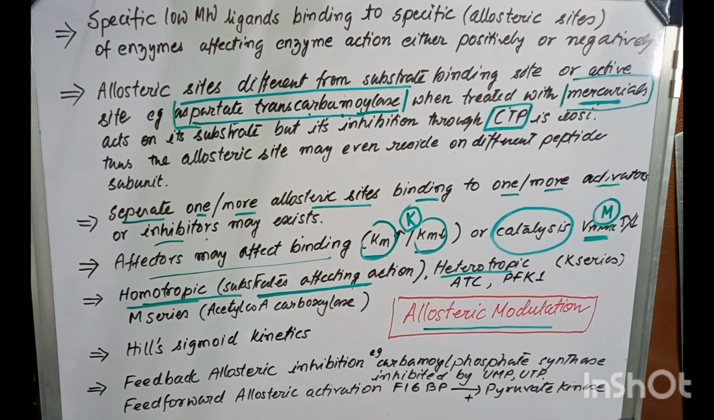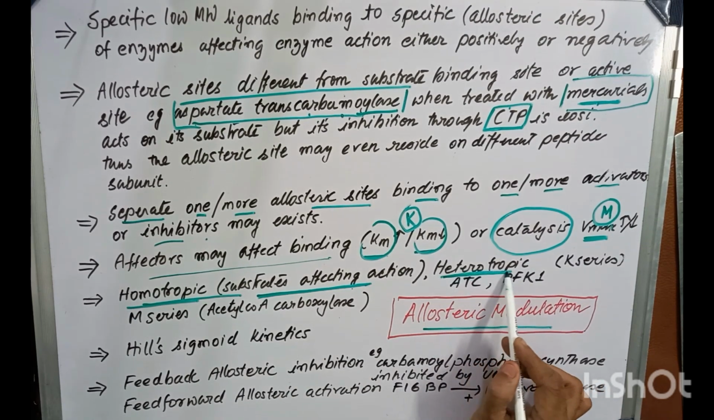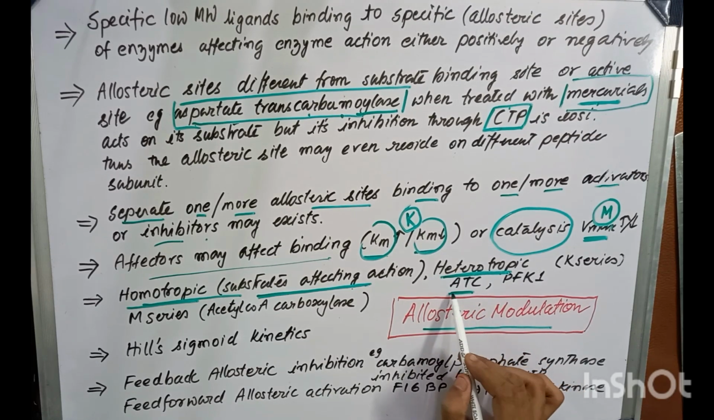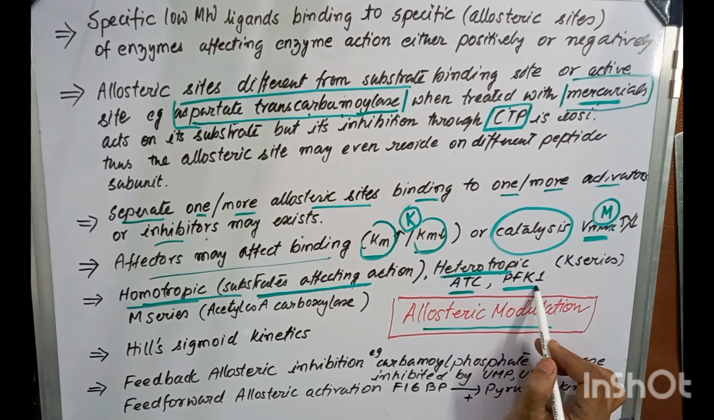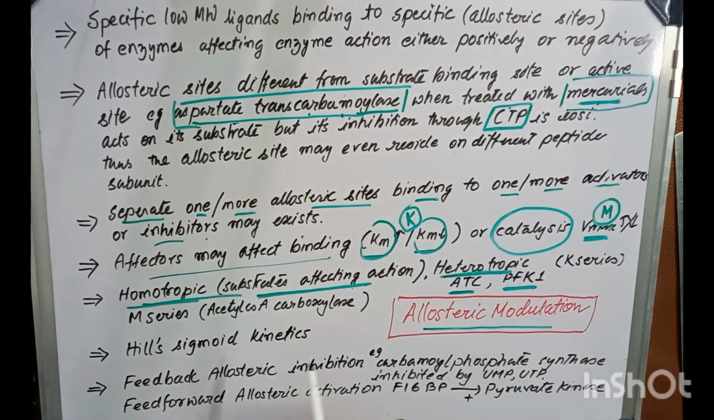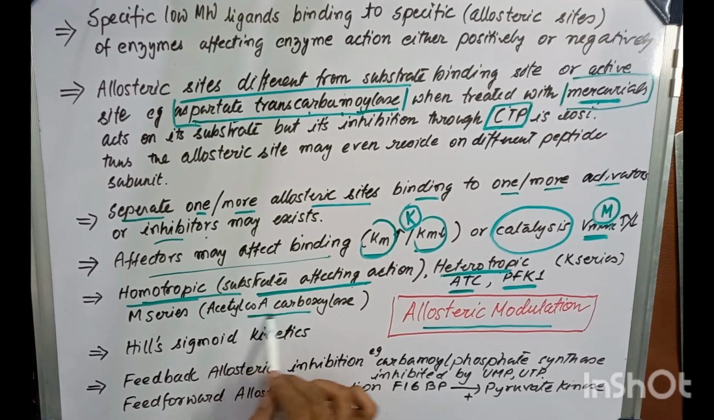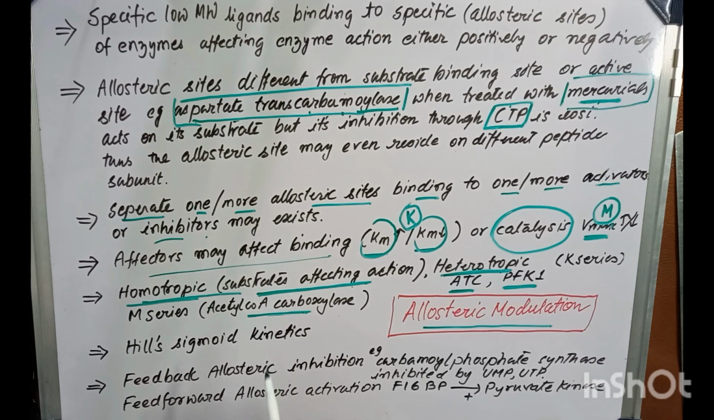That type of activation or inhibition is called homotropic activation. If it is any molecule which is different from the substrate, it is heterotropic. Examples of heterotropic are aspartate transcarbamylase, ATC, and PFK1. These enzymes can be affected heterotropically by molecules other than the substrate. An example of homotropic is acetyl-CoA carboxylase, where the substrate can stimulate or inhibit the enzyme. And K series, there I'll go to the next point.